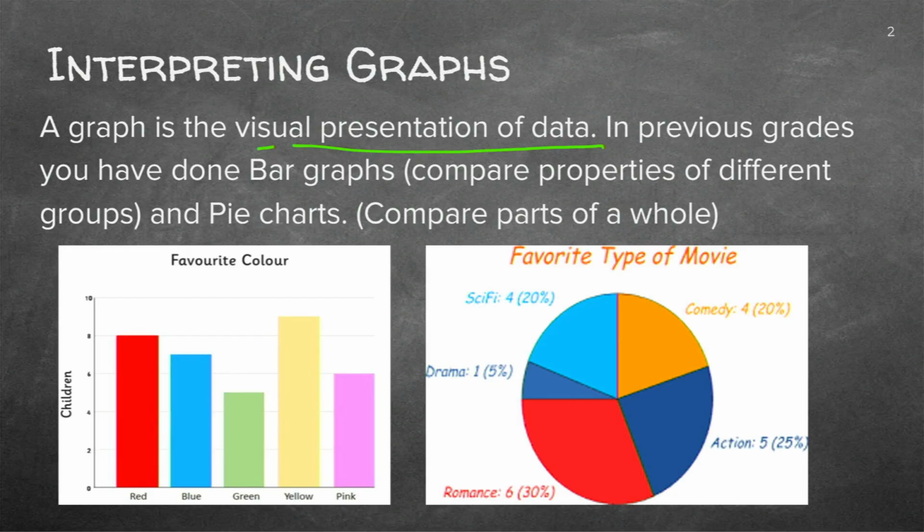The other one is a pie chart where we compare parts of a whole. As you can see, favorite type of movie. So if we talk about movies, we cut it up to see that 20% of the people love comedy and 30% love romance. I wonder where you fit in on this pie chart.